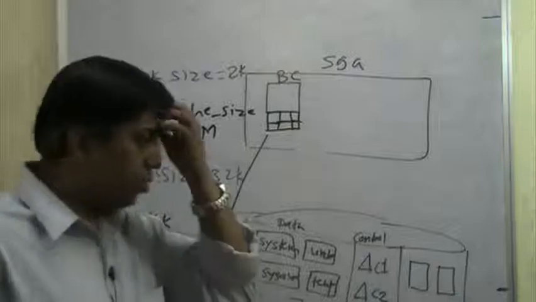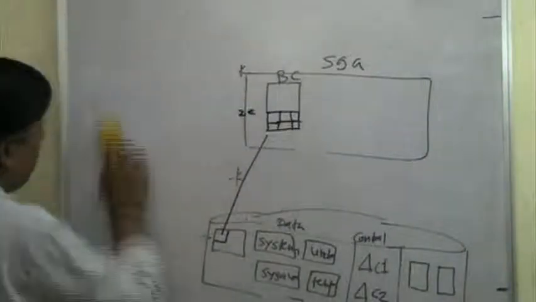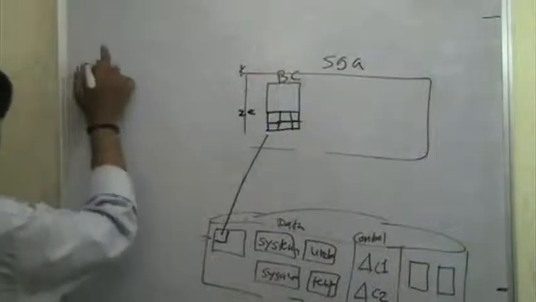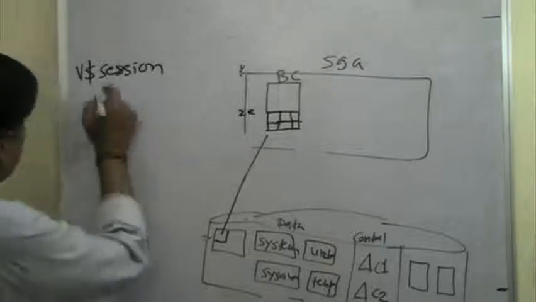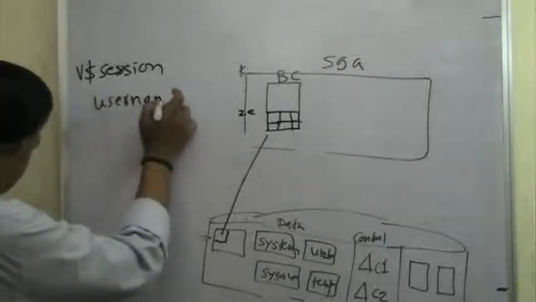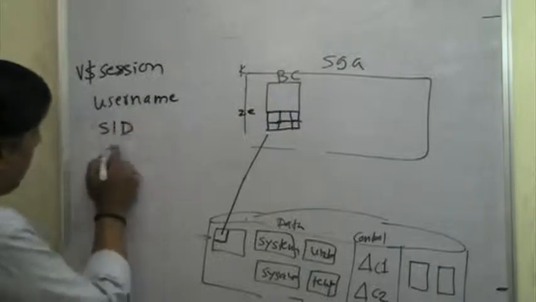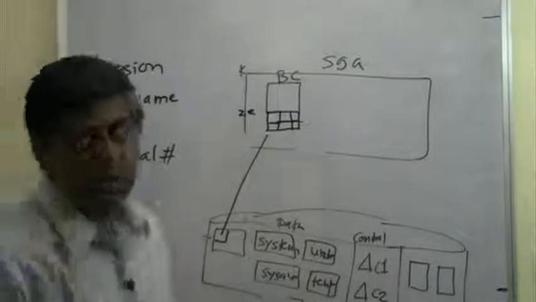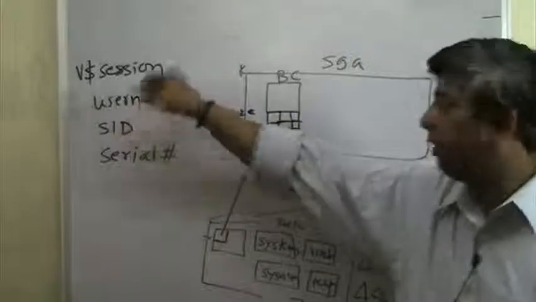Then the next thing is how to find out the total number of users connected to your database. I think we have seen this yesterday, but still, what is the answer? V$SESSION. So let me talk about V$SESSION a little bit. In V$SESSION, there is a column called username, which is a very important column there, and there is a column called SID and also SERIAL#, the serial number. So these are three important columns in the view V$SESSION.